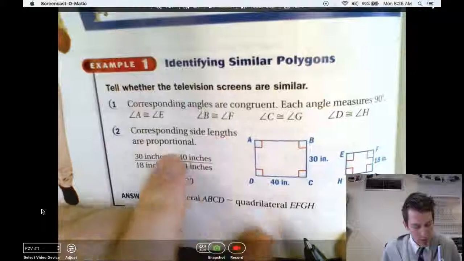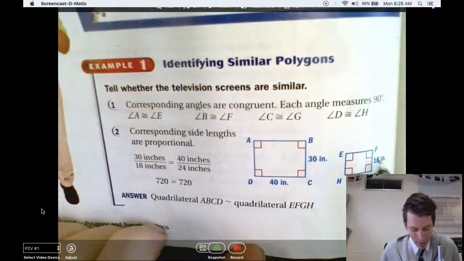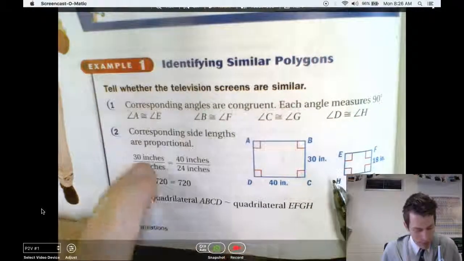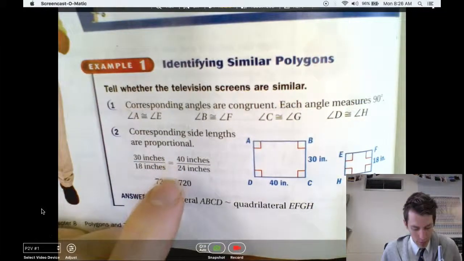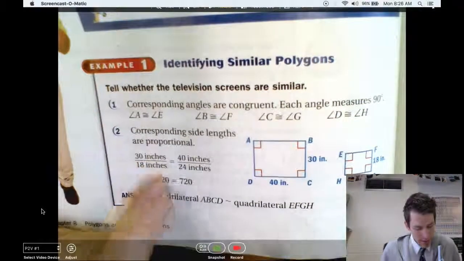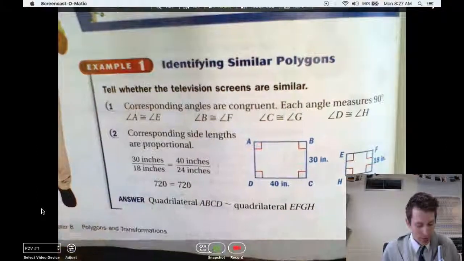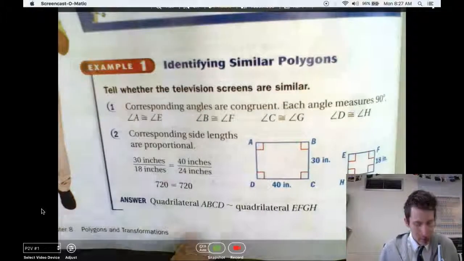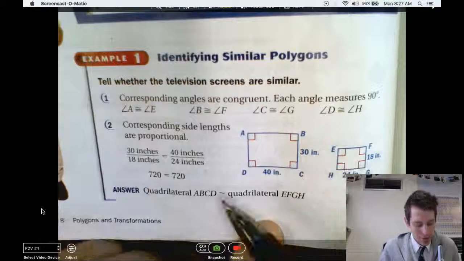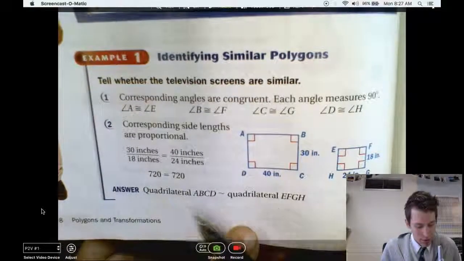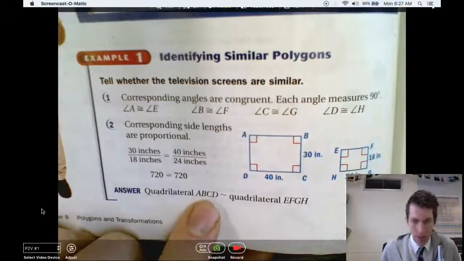So that's what they wrote here. 2, are the corresponding side lengths proportional? Well, 30 over 18, right side over right side, should be equal to bottom 40 over bottom 24. And they do the math here, 30 times 24, 720, 18 times 40, 720. Yeah, they're proportional. So notice how they write this similarity statement. Since it's not a triangle, we don't have a symbol for quadrilateral. So they just put ABCD is similar to EFGH.